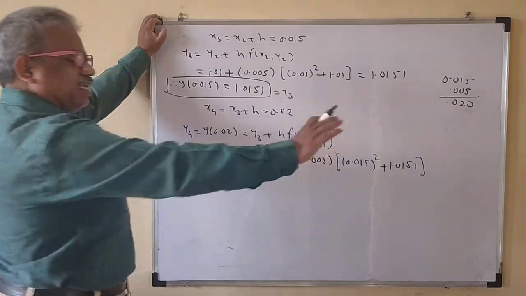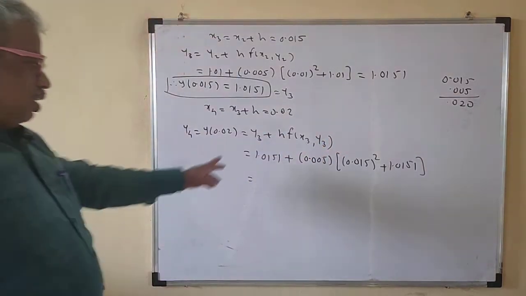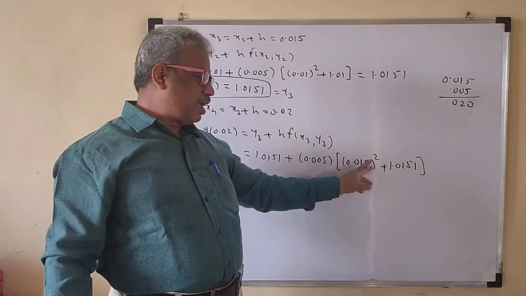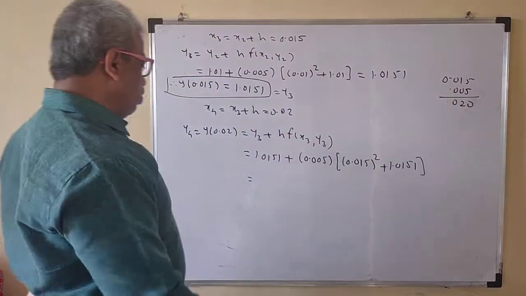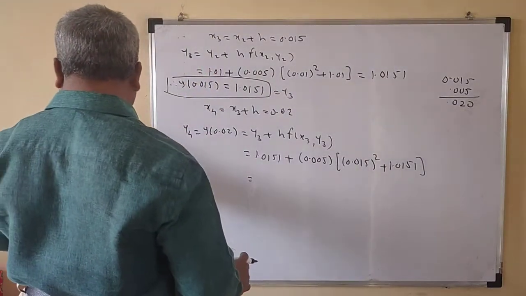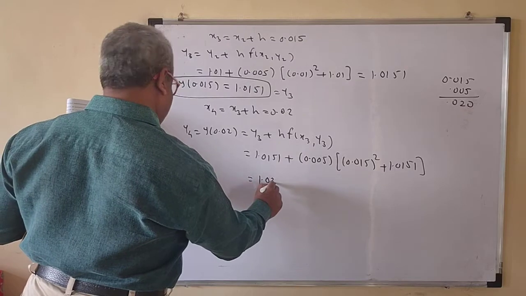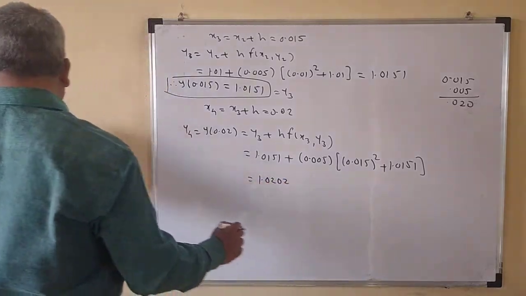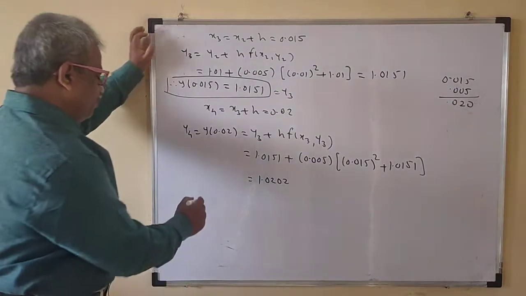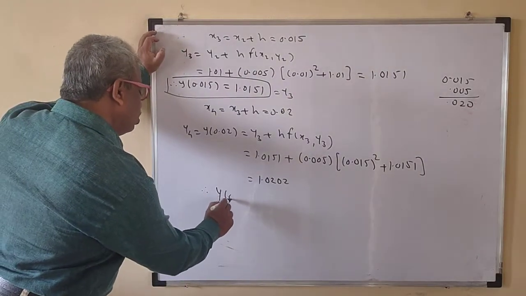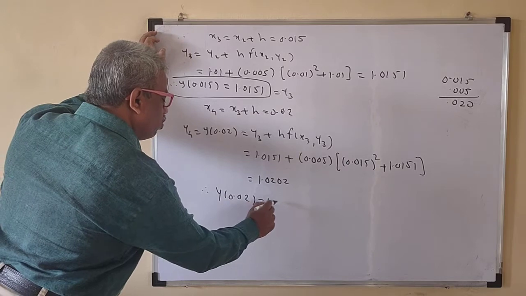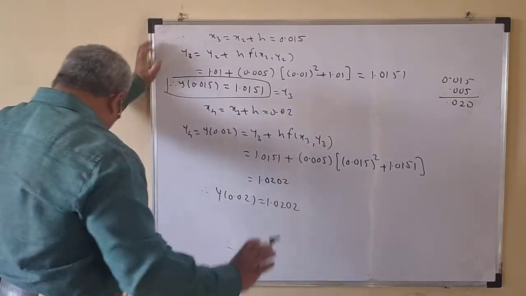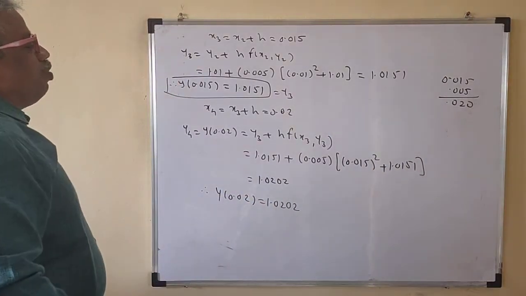So type it as it is on the scientific calculator: this plus this, bracket, bracket, bracket, square, plus this, complete bracket. Okay, so you will get the value 1.02. You check it. So therefore now this is your final answer: y of 0.02 is equal to 1.02. Okay, so only this is the crucial part. Go on adding h.